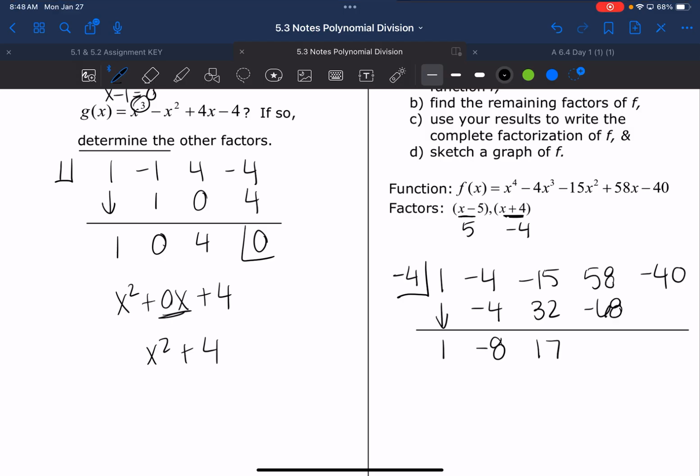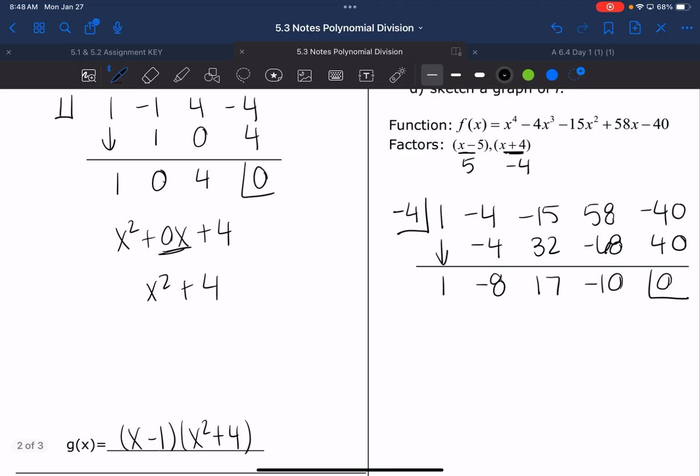So negative 68. And then 58 plus negative 68 would be, right? And then negative 10 times negative 4. Positive 40. And then what do we get when we add? 0. So is this a factor? Okay, good deal.